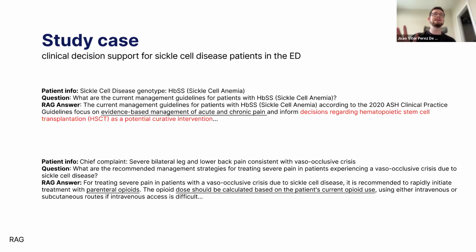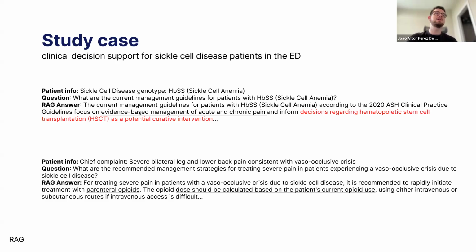I think I can give a case study example here of something we are trying to do with some projects at Duke, where we want to help clinicians decide on the treatment for sickle cell disease patients. We are trying to do something that uses retrieval augmented generation. This is actually the output already from the model. We have a case where the patient information says that this patient has a genotype of HBSS, so it's sickle cell anemia. The question that the model tried to search on the guidelines was: what are the current management guidelines for patients with sickle cell anemia?